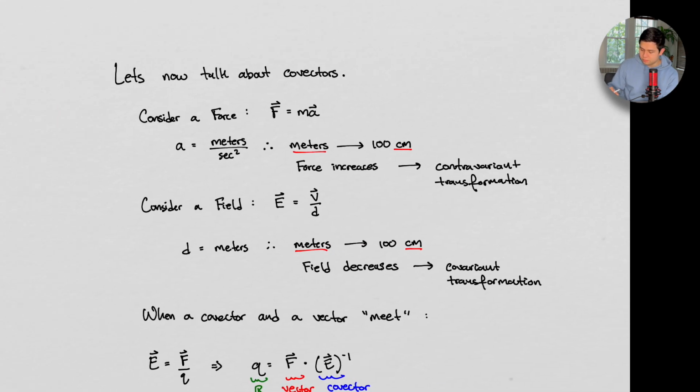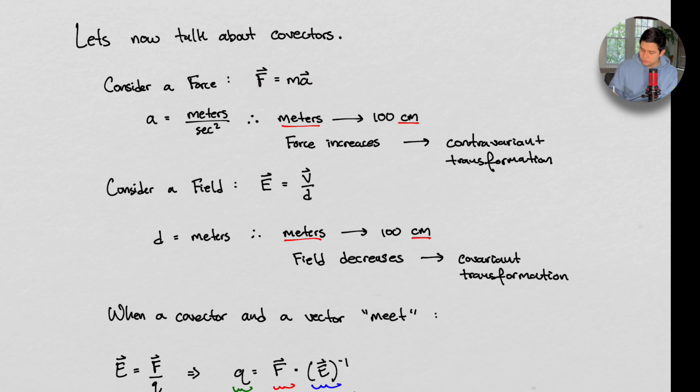Let's talk now about covectors, because once we talk about covectors, then everything's going to get pieced together quite nicely. And I want to talk about covectors by considering physics, right? I want to consider a real-life physical situation here. So we want to consider a force. Okay, so force equals mass times acceleration. The acceleration is in meters per second.